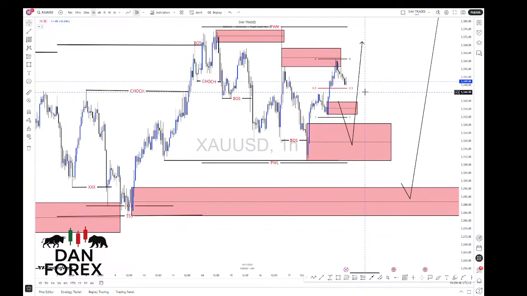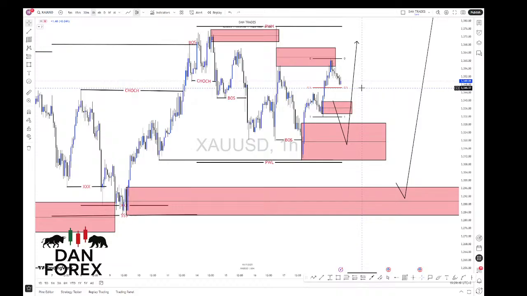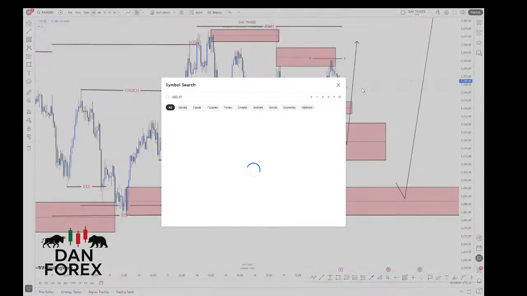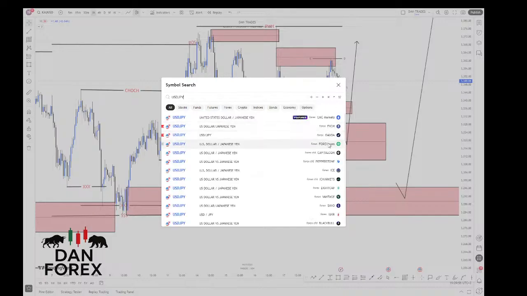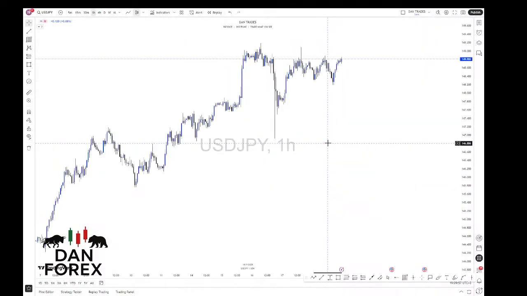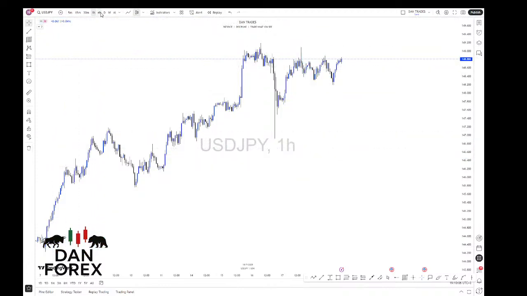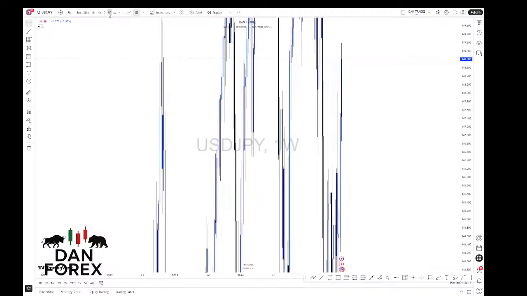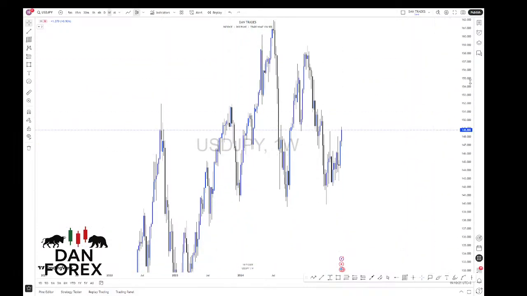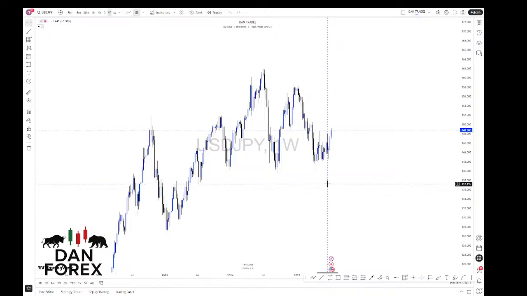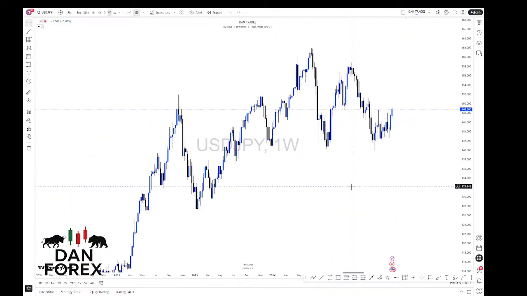Yeah, that is it. So now let's go to USD JPY. This is USD JPY. Then I'll be removing all this. Then we start with the weekly time frame. So on the weekly time frame, this is USD JPY on the weekly time frame.